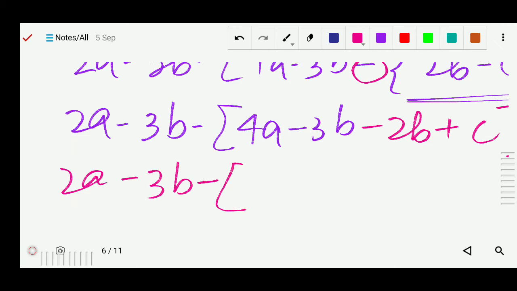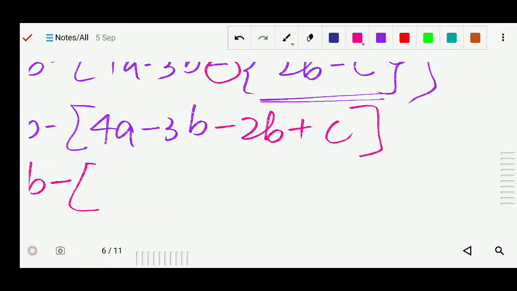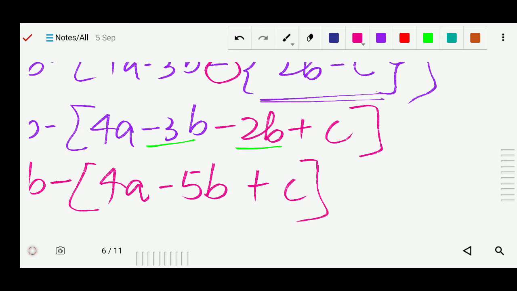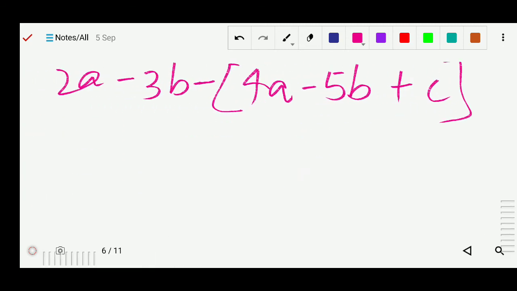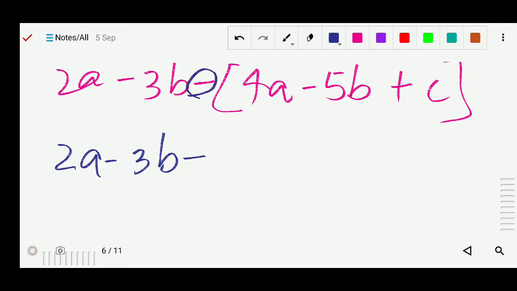So here inside that you can see there is the 4a, so you write the 4a same, because you can see here 3b and minus 3b and minus 2b, so that will be minus 5b. Okay, got it, minus 5b. Okay, next step, here is the c is there. Now this bracket I will remove it again. So now write 2a minus 3b. Now minus sign, it means all the signs will again change. So minus 4a, because plus 4 is there, plus 5b minus c.